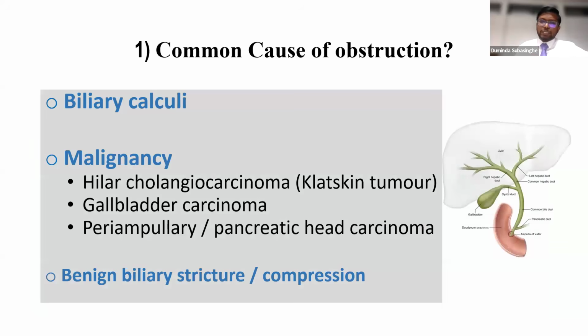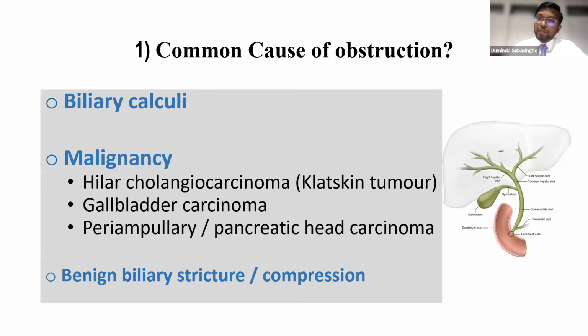Now, common causes of obstruction. If I simplify everything into a diagram, biliary calculi is one of the common ones. The other is malignancy. Malignancy could be proximal malignancy, biliary malignancy, or a distal malignancy. Proximal means towards the liver. We know cholangiocarcinoma can happen anywhere in the bile duct, even within the liver, which is called intrahepatic cholangiocarcinoma. But to cause jaundice, there should be some blockage of the biliary duct system.